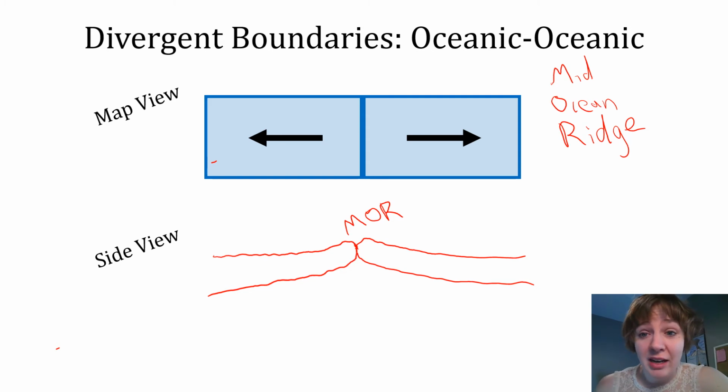The most active volcanism on the planet actually happens at the mid-ocean ridges. This is where new basaltic magma, low silica magma, erupts and cools, adding on to the volume of these oceanic plates.